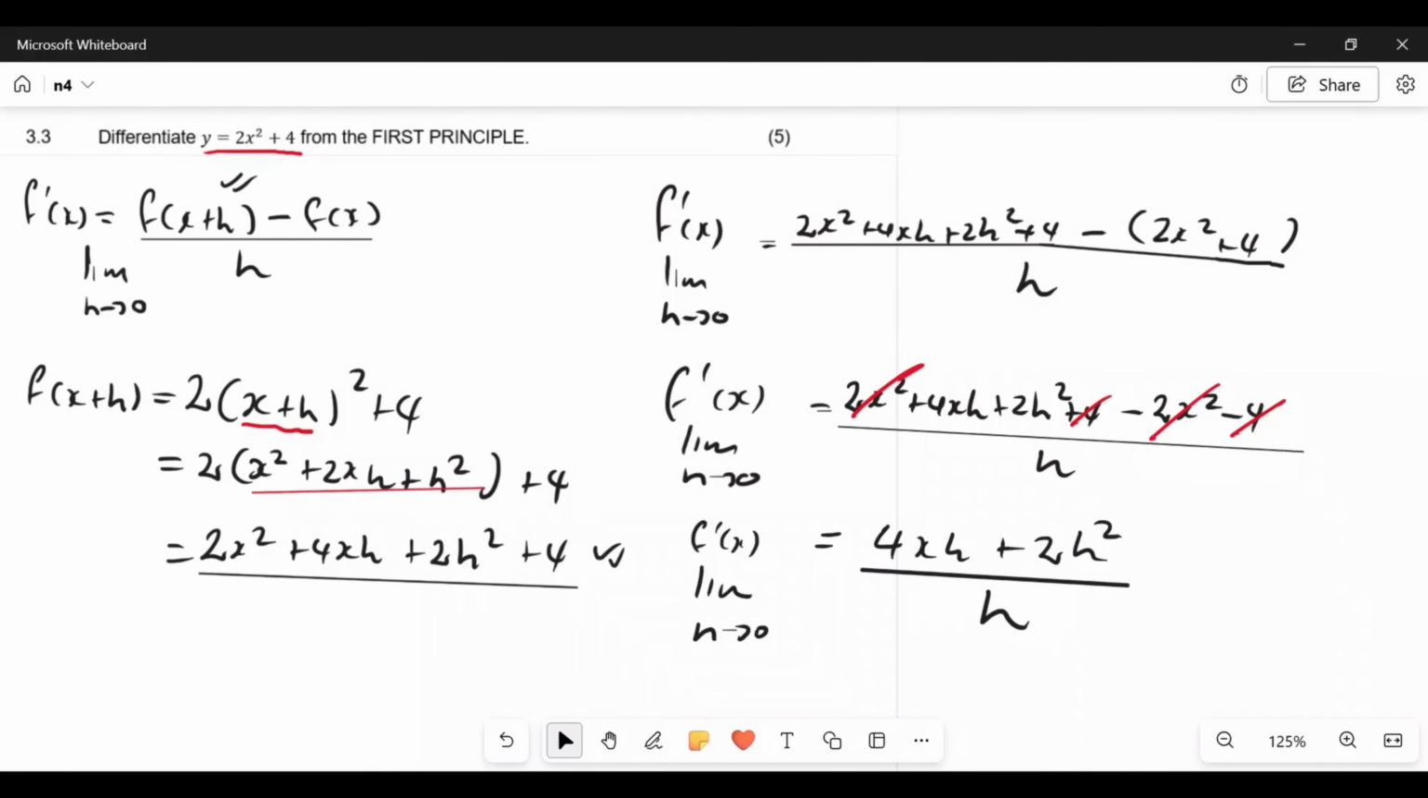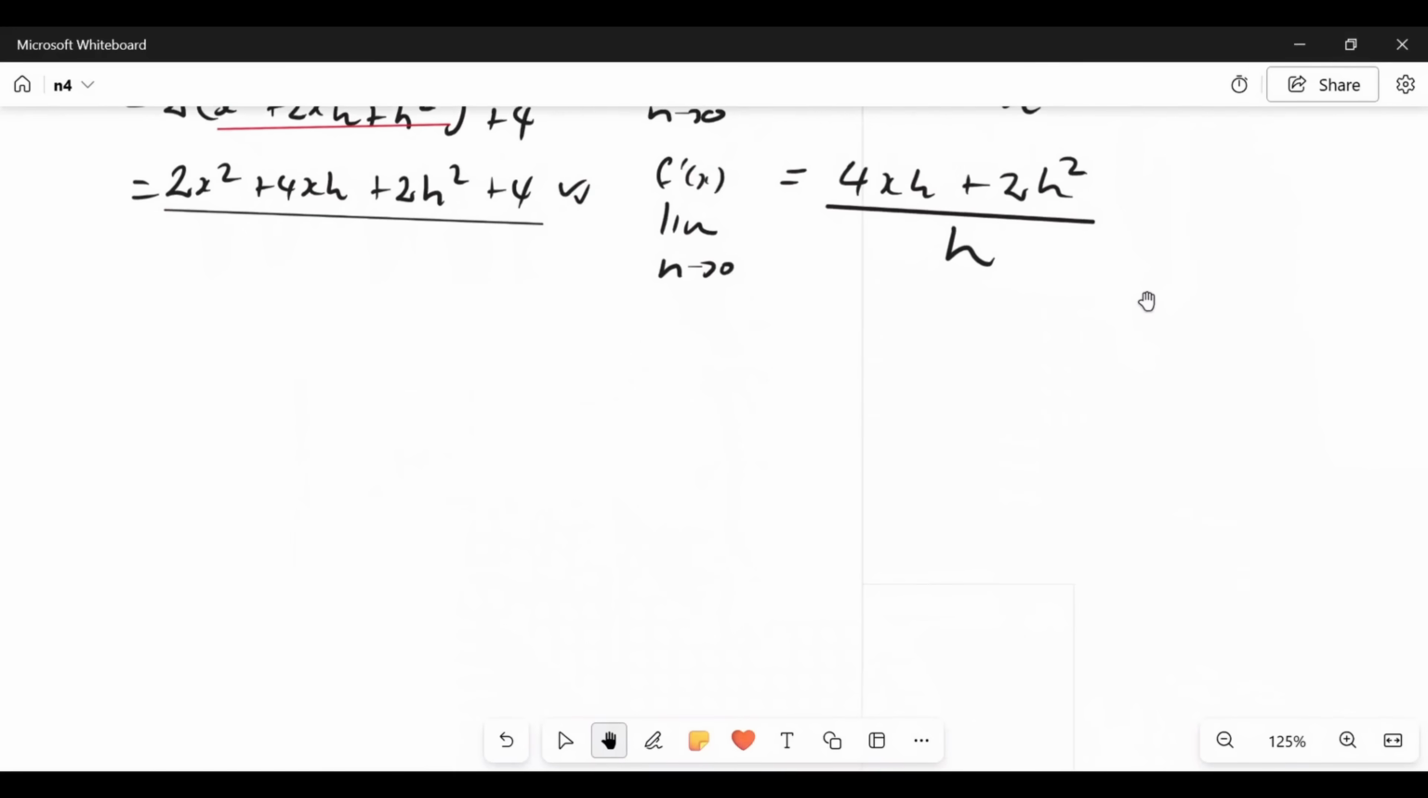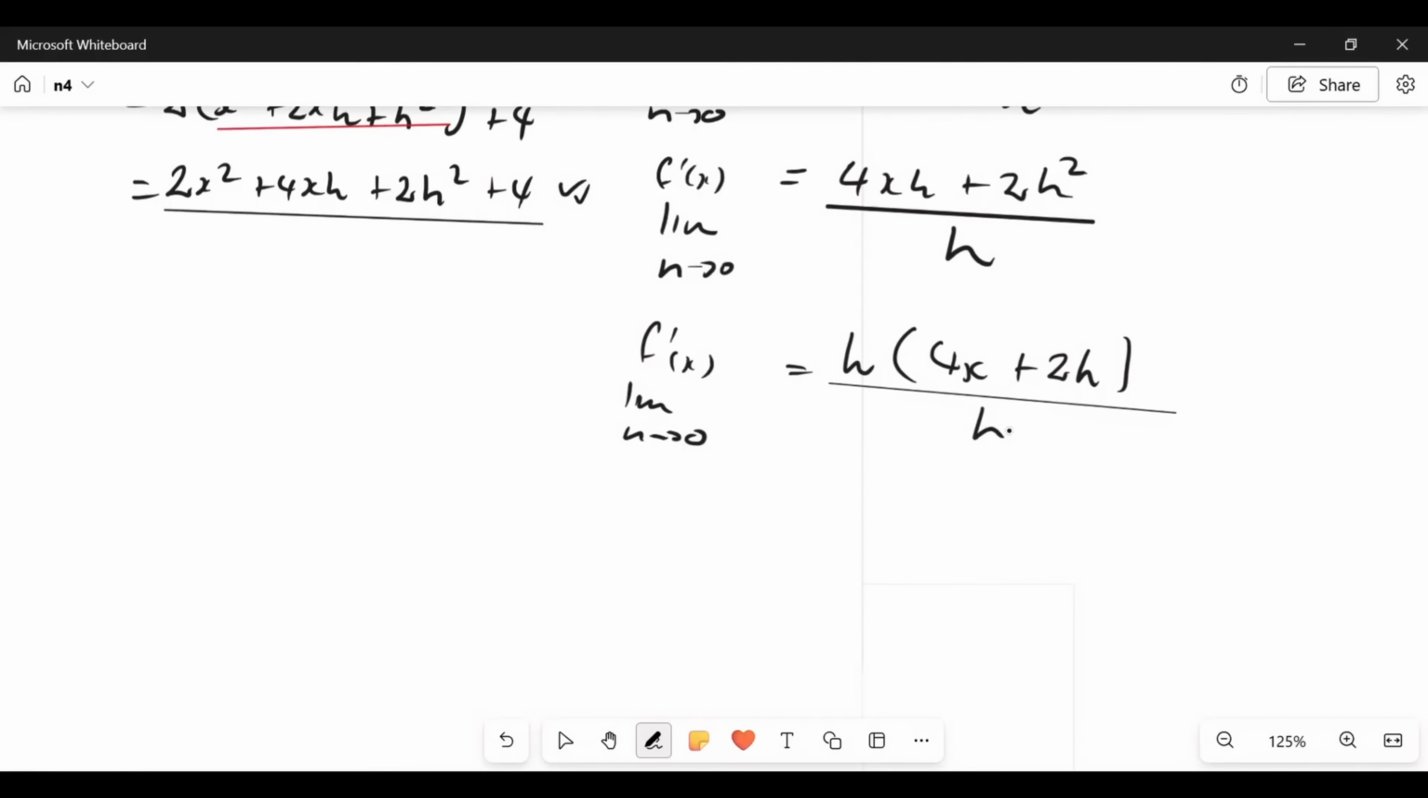Now from here, what we can do is take out the common factor on the numerator. So let me create space so that you are able to do this. Right, so we continue. f'(x) equals the limit as h approaches 0. Now if you take out the common factor there, which is h, we'll be left with 4x on the first term. On the second term, we'll be left with 2h. All this is divided by h. Now h and h give you 1.